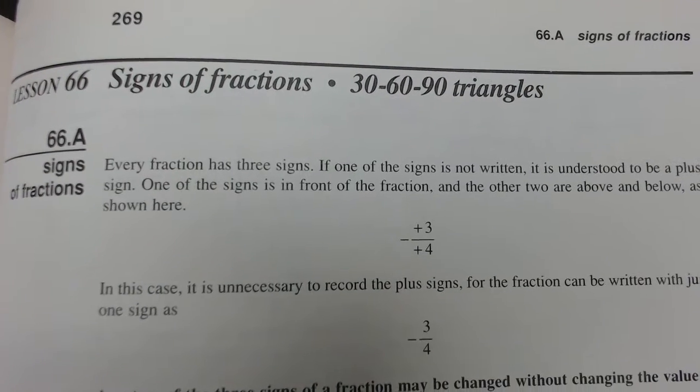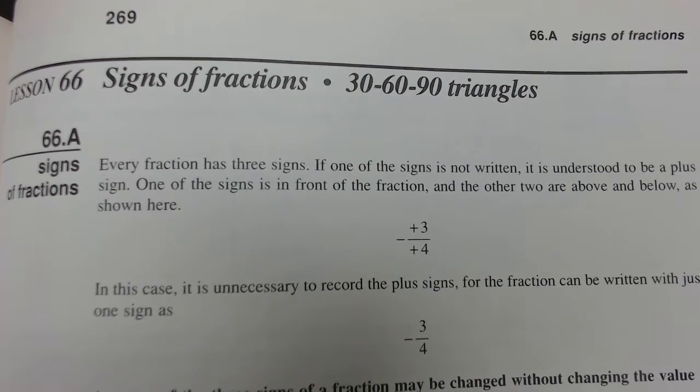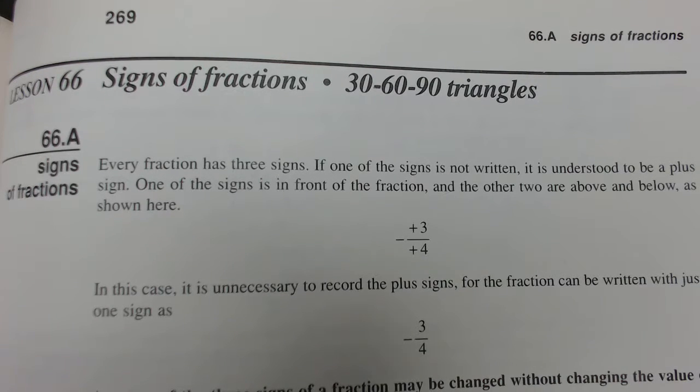Algebra 2, lesson 66, signs of fractions and 30, 60, 90 triangles. Or that should just say triangle. Oh, that's all right. 30, 60, 90 triangles.